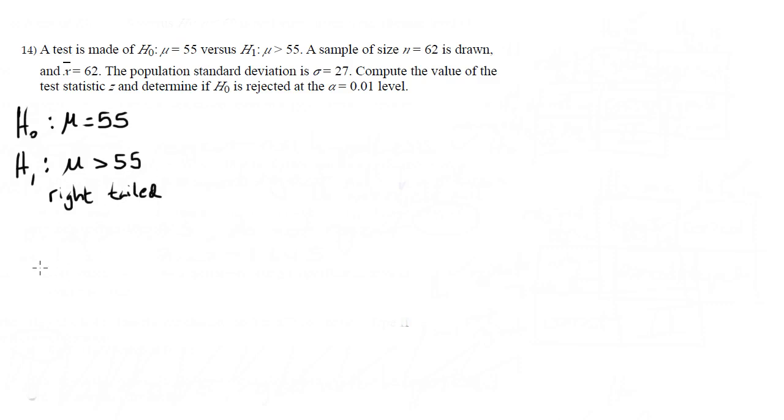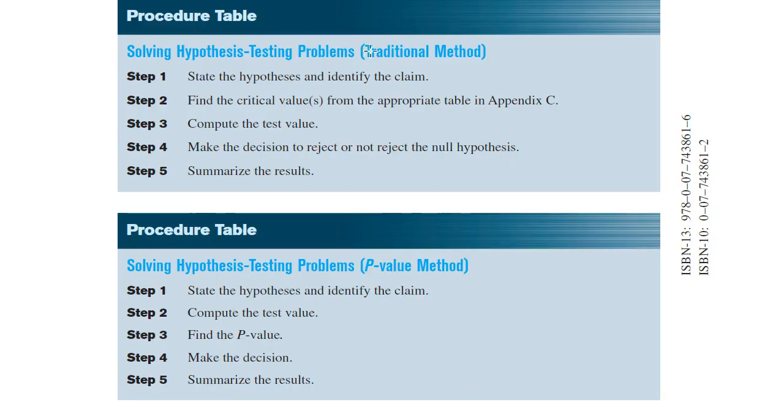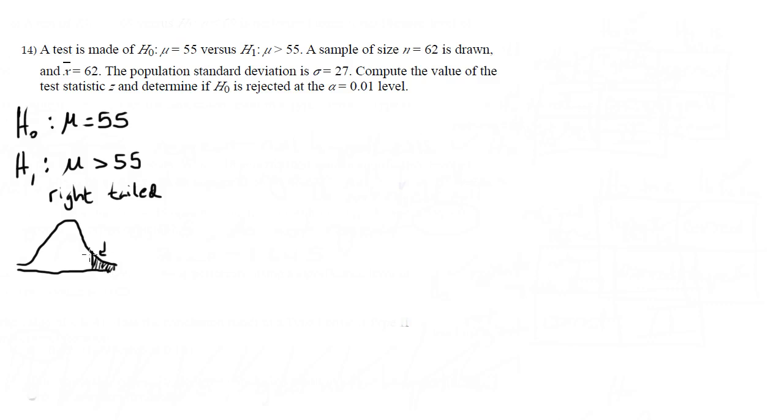If I was to draw something here, this is where we're concerned with. If we're using the traditional method, the critical region would be that region. The critical region would be this region here. The rejection region would be this region here. Okay, so we have that.